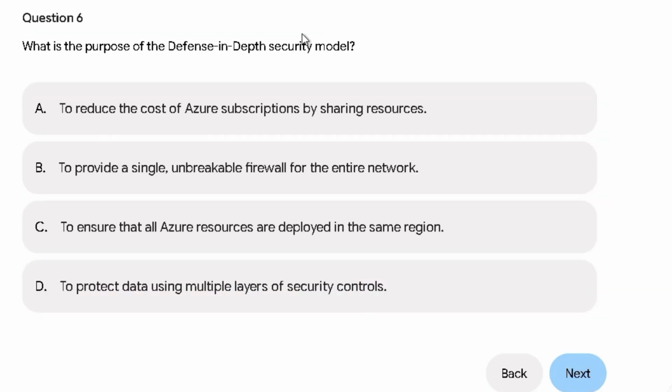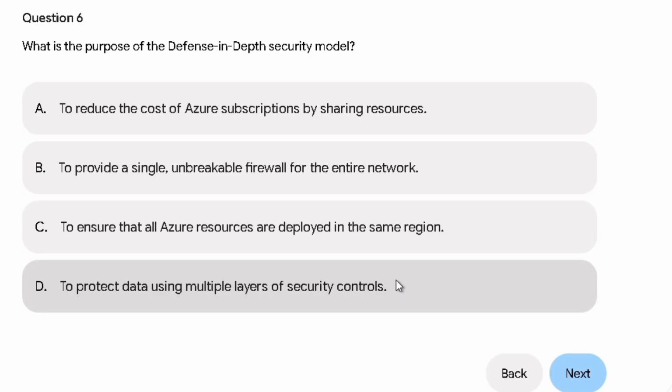Next. What is the purpose of the defense in depth security model? To reduce the cost of Azure subscriptions by sharing resources. This completely doesn't make sense at all, so this is not the answer. To provide a single unbreakable firewall for the entire network. Defense in depth shouldn't be just a firewall, so I should put more layers of protection. To ensure all the Azure resources are deployed in the same region, that has nothing to do with a defense in depth model. To protect data using multiple layers of security controls.